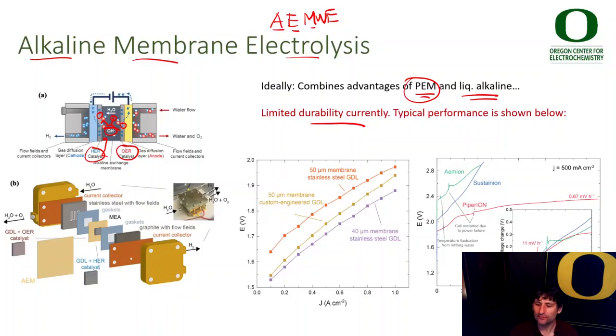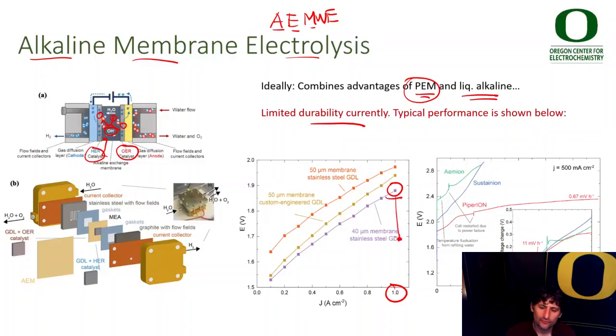So here's some data from our group recently from Grace Lindquist showing the polarization curves of a benchmark alkaline exchange membrane electrolyzer. Here we're at about 1.9 volts at about an amp per centimeter squared, where a PEM system would be down here below 1.7 volts.